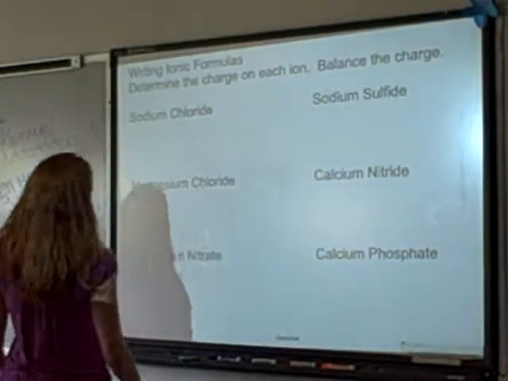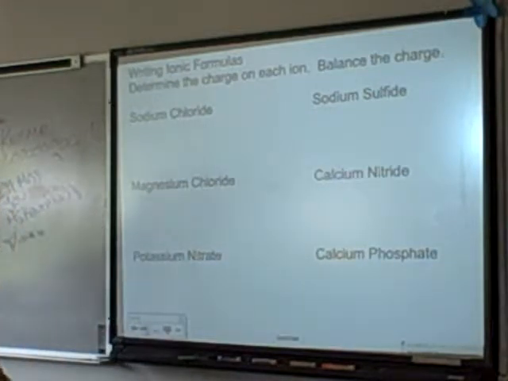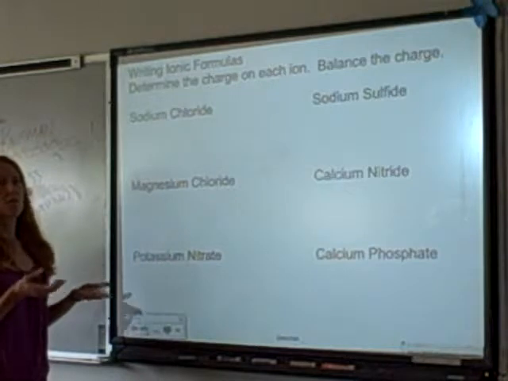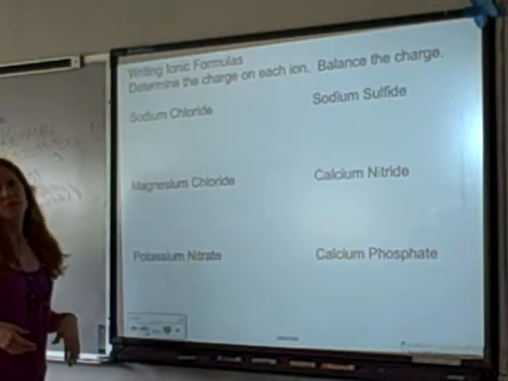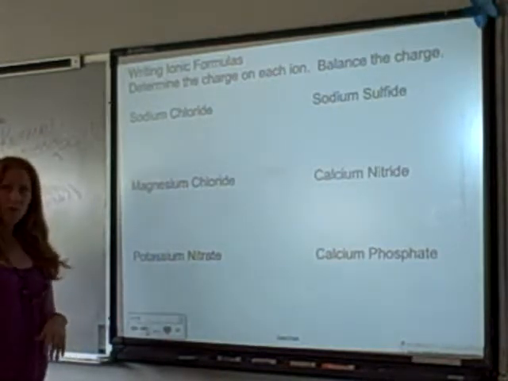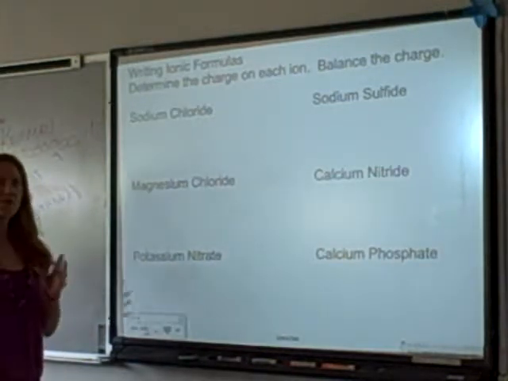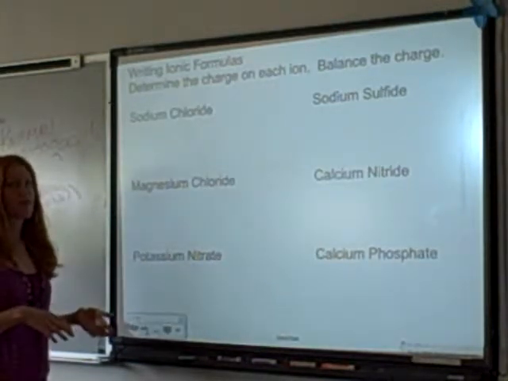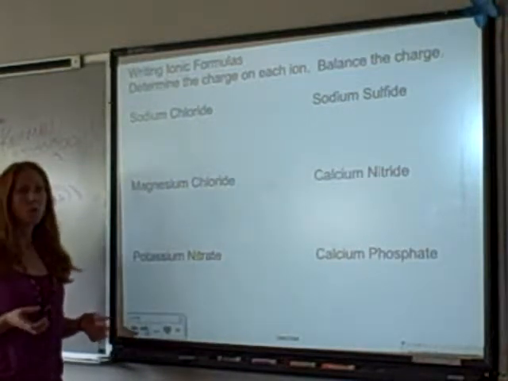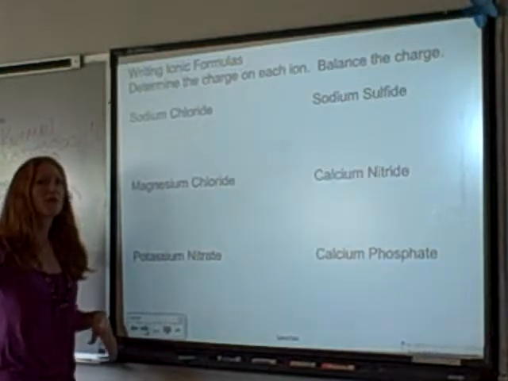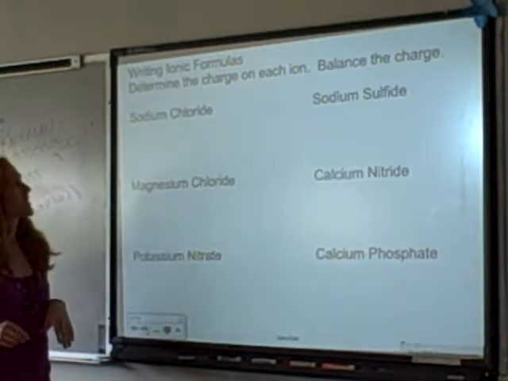Okay, so writing ionic formulas. What happens in ionic formulas is that one thing loses electrons, the metal, something else gains electrons, the non-metal, and you end up with one part being positive, one part being negative. Every electron that is lost by one thing has to be gained by another. So whatever your total positive charge is, that tells you how many electrons were lost by one thing. You need something else to pick up those electrons.